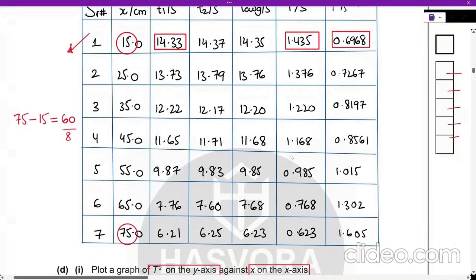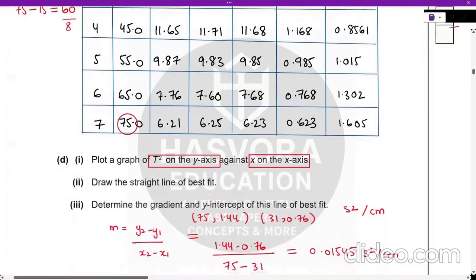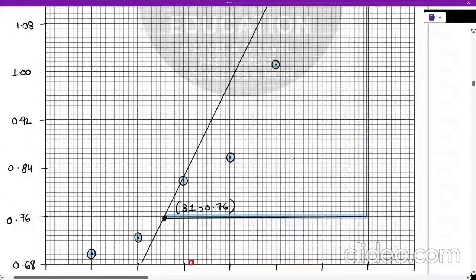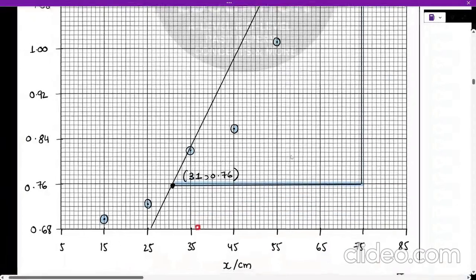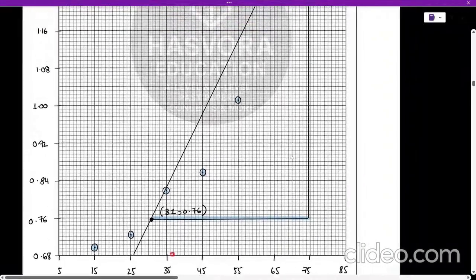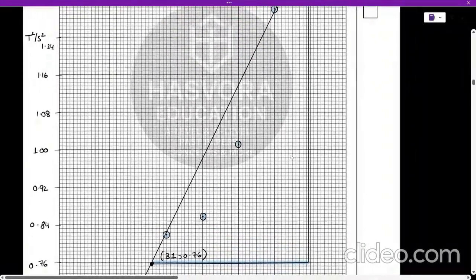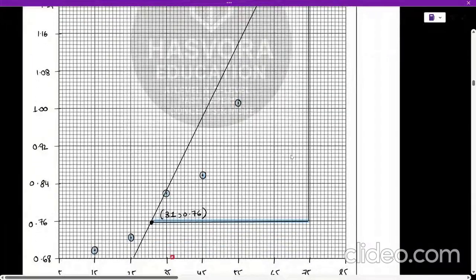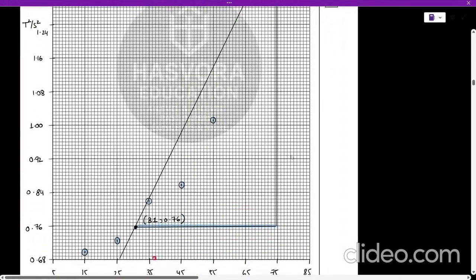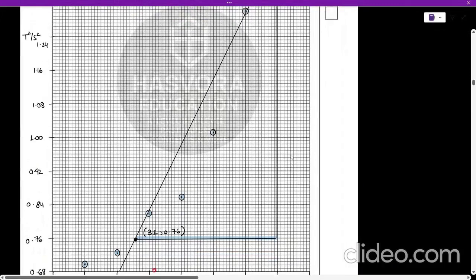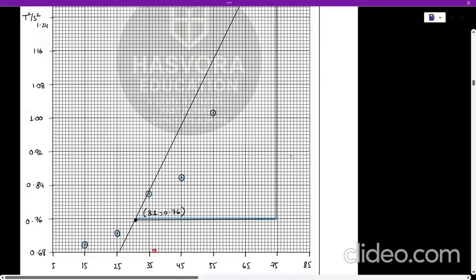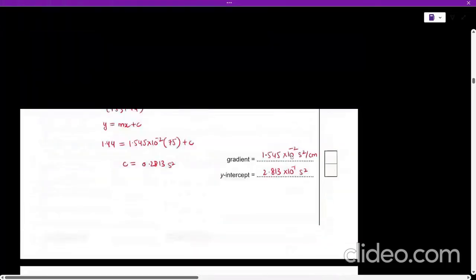I just subtracted the highest and the lowest values and then divided by the number of boxes, and then I plotted my graph here. Now, another thing when you are plotting your line of best fit is that you have to keep the balance of the points. For example, you can see I have 6 readings. I have balanced them on the line: 2 are on the left, 2 are on the right, and 2 are passing through the line. So I have kept the balance of the points.